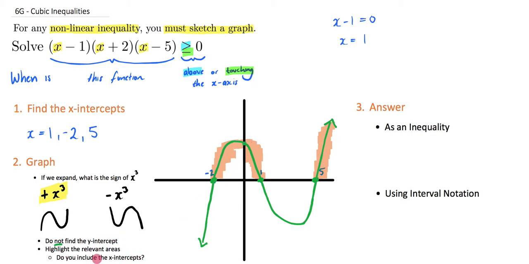And that's what the question I've got down here is about. Do you include the x-intercepts? And that's really dependent on the type of inequality you've got there. So because it's greater than or equal to, I do include the x-intercepts.